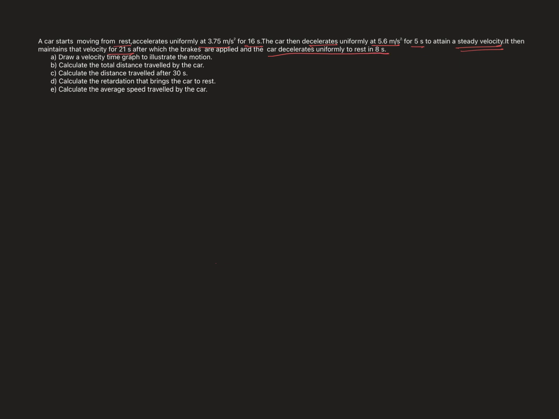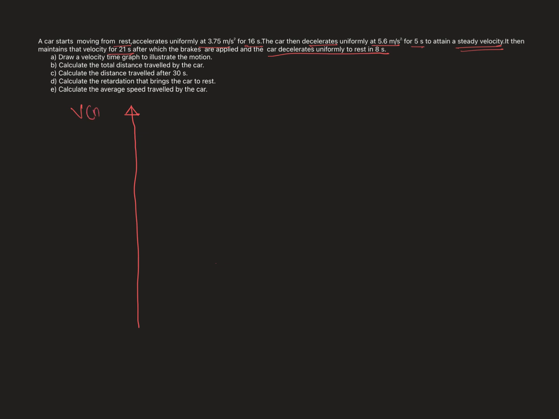Question A reads: draw a velocity time graph to illustrate the motion. Question B reads: calculate the total distance traveled by the car. Question C reads: calculate the total distance traveled after 30 seconds. Question D reads: calculate the retardation that brings the car to rest. And question E reads: calculate the average speed traveled by the car.